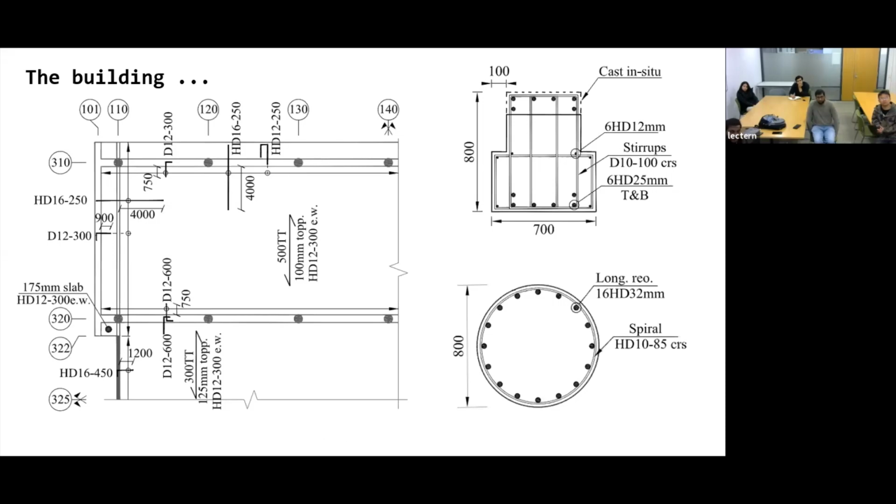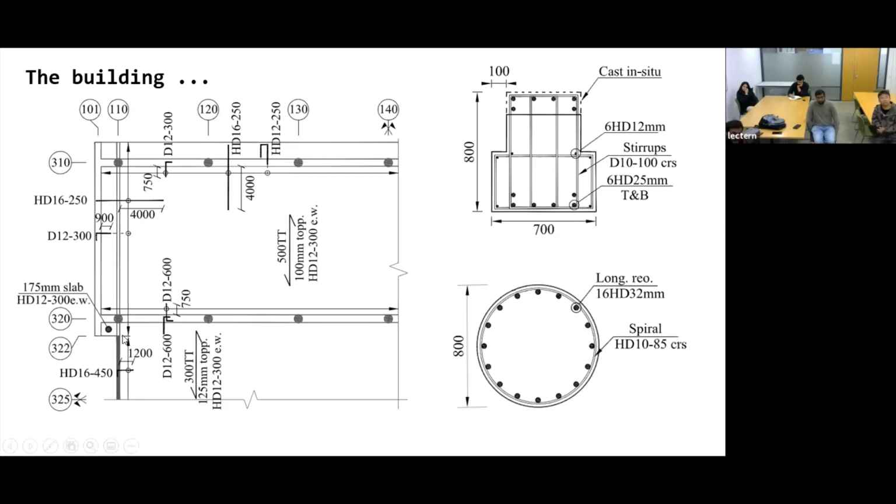The main thing, since I'm modeling the floor, is that I need to really capture what's there. The floor is 500 double T units with 100 millimeter topping and reinforcement in both directions. It's kind of a mesh, not really a mesh, but a net of reinforcement, HD-12 at 300 each way, and it has saddle bars and starter bars to cover all the negative moments that may happen.